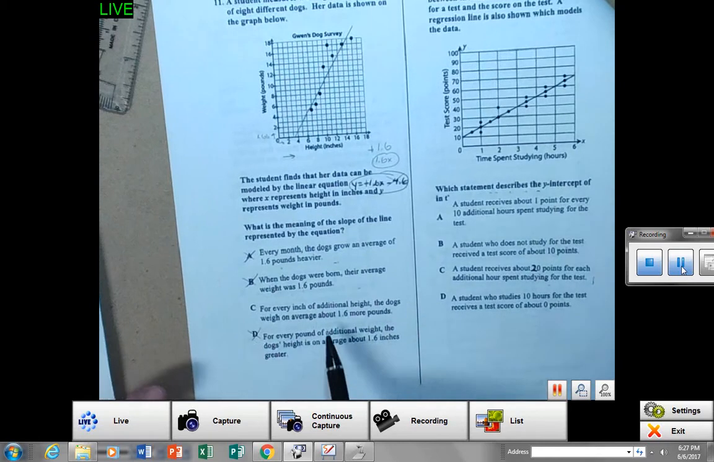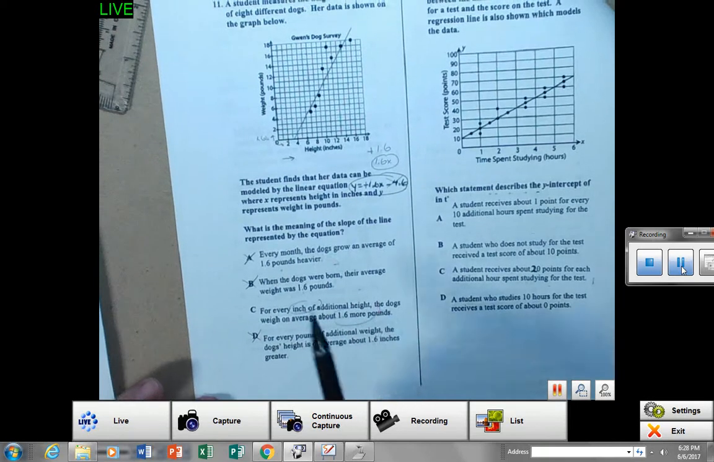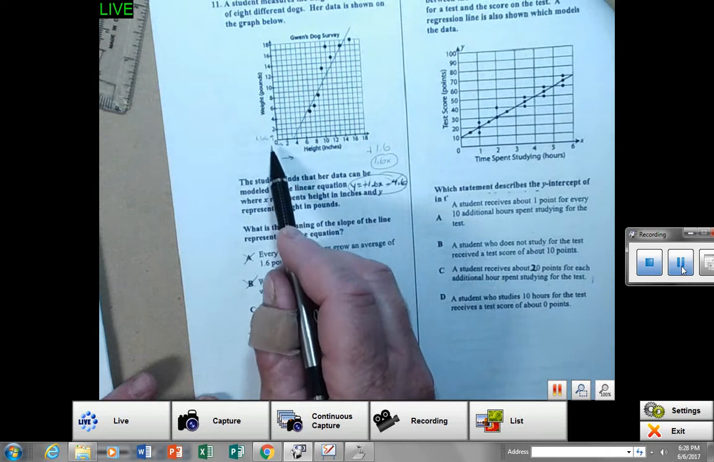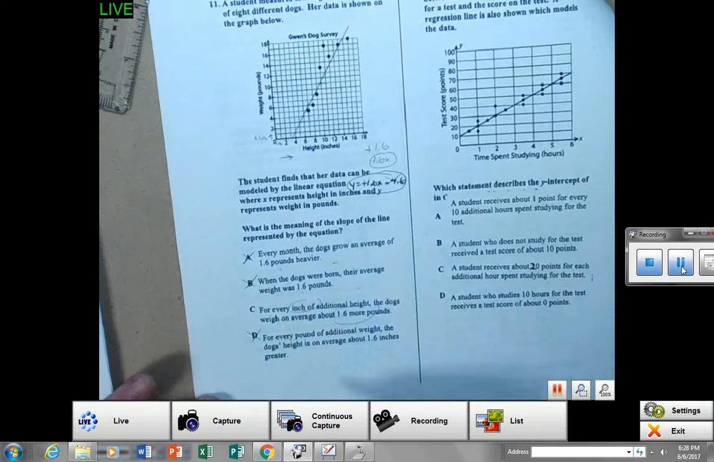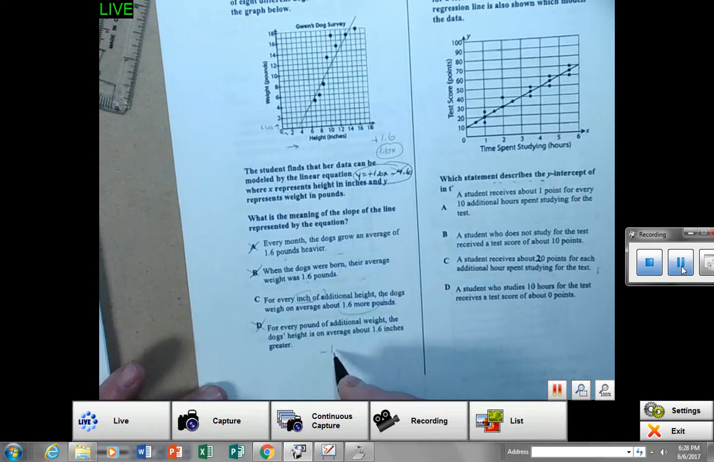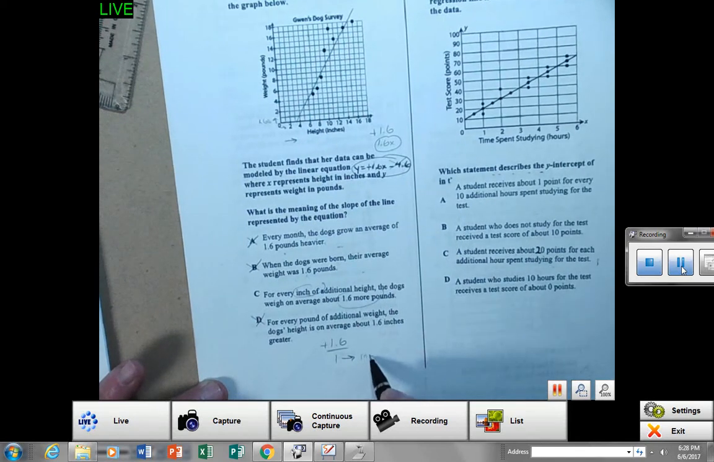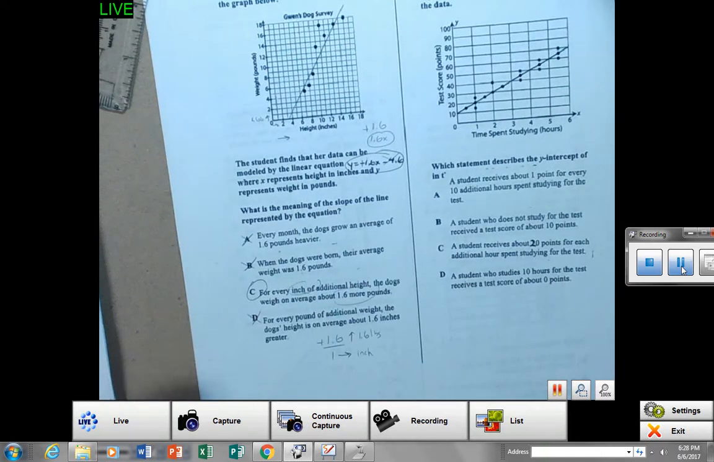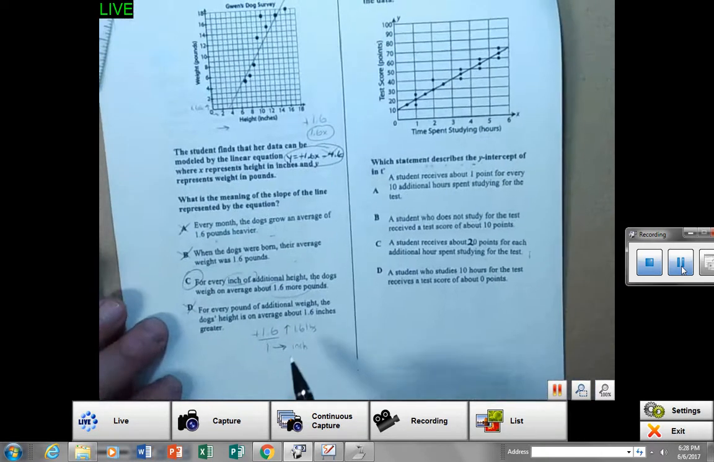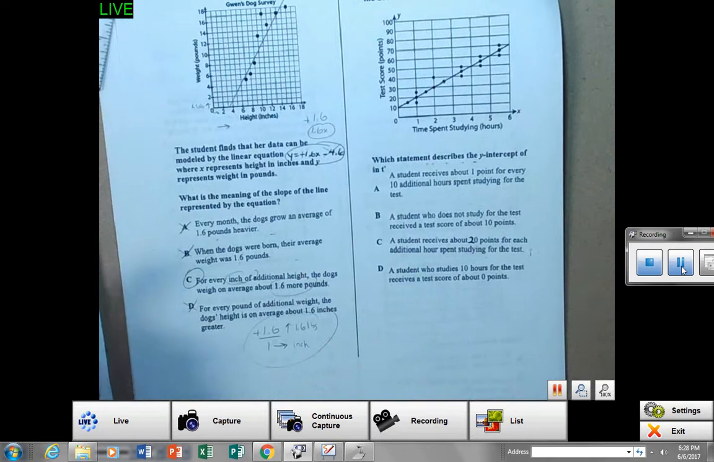C, for this one to work, it means every time an inch is added to the height, 1.6 pounds is added to its weight. So every time I go over an inch, I go up 1.6 pounds. That is the slope 1.6 over 1. Every time I go over 1 inch, I go up 1.6 pounds. That's what that graph is showing. So that would be C for that one. All right. Probably what I'll have you do for work is maybe show me this.